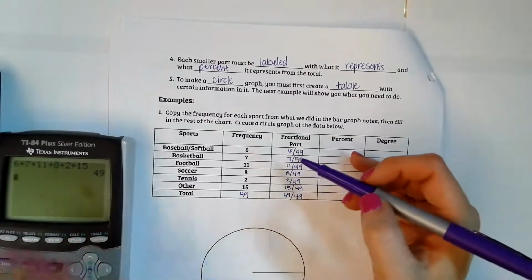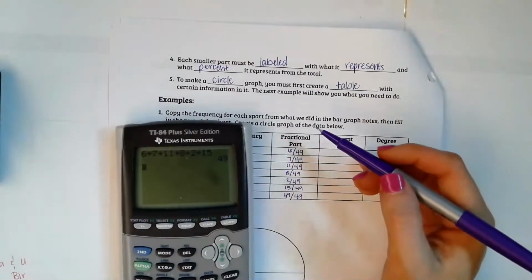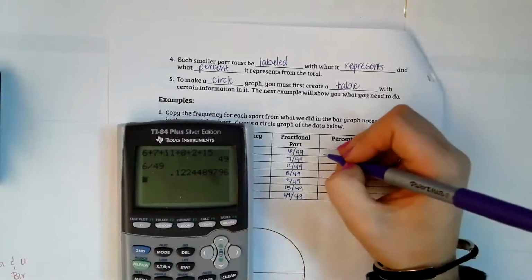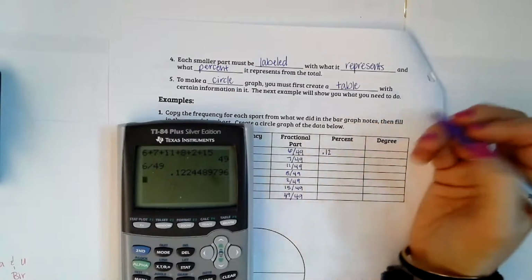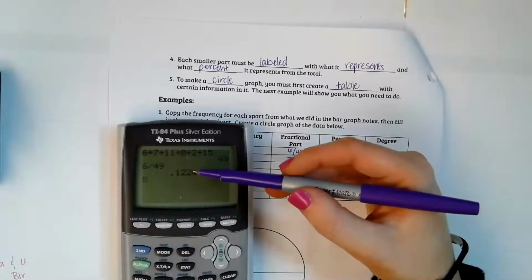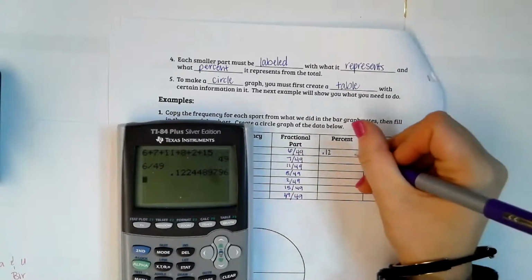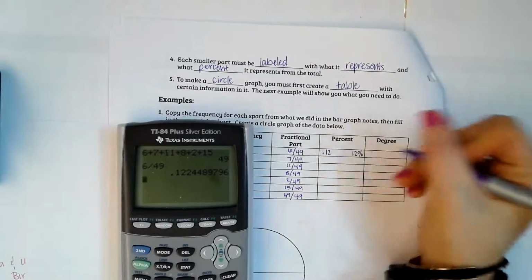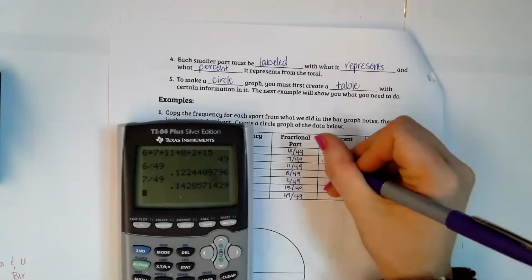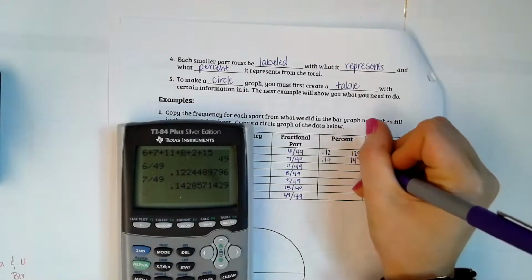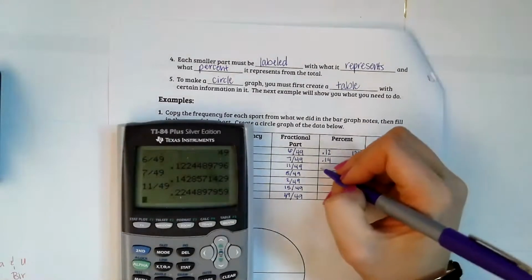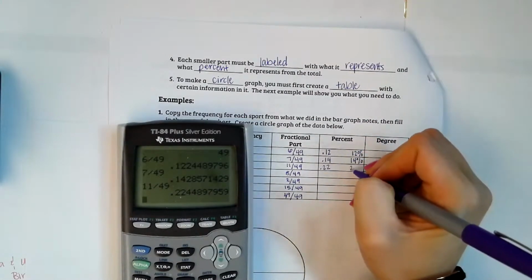Your percent is taking this fraction, so your 6 divided by 49, and that is 0.12. So that is 12%. So 7 divided by 49 is 0.14 or 14%. 11 divided by 49, 0.22.